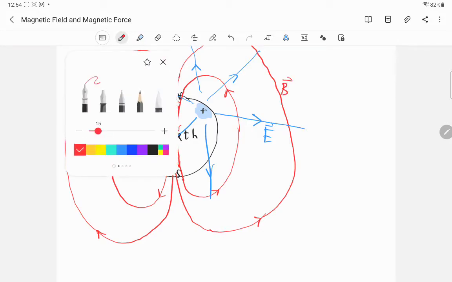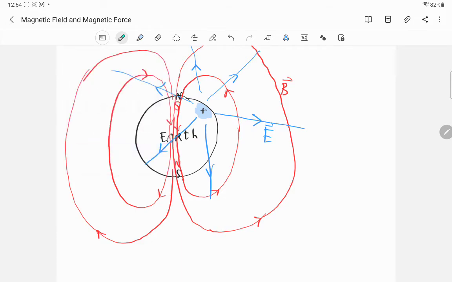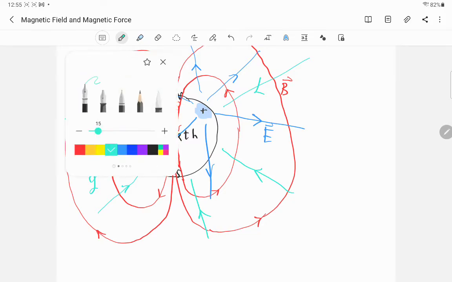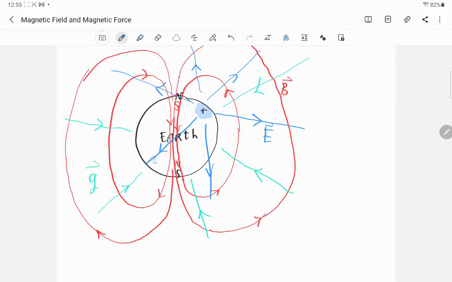And just because Earth is verdant, let me, in green, remind you that there is also a gravitational field everywhere around the Earth, pointed towards the center of the Earth, right? Because that's how gravity works, right? And all three of these fields are happening at the same time.